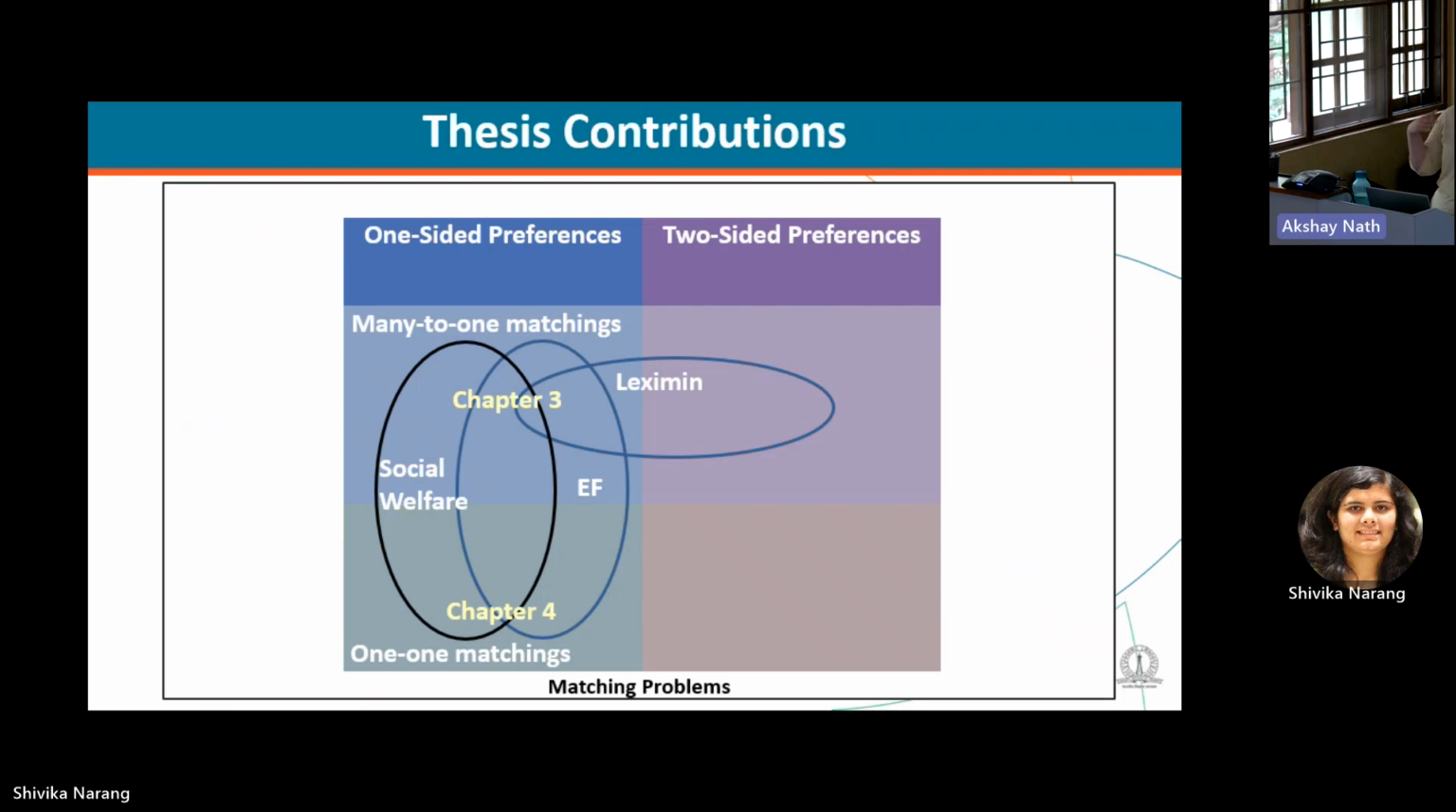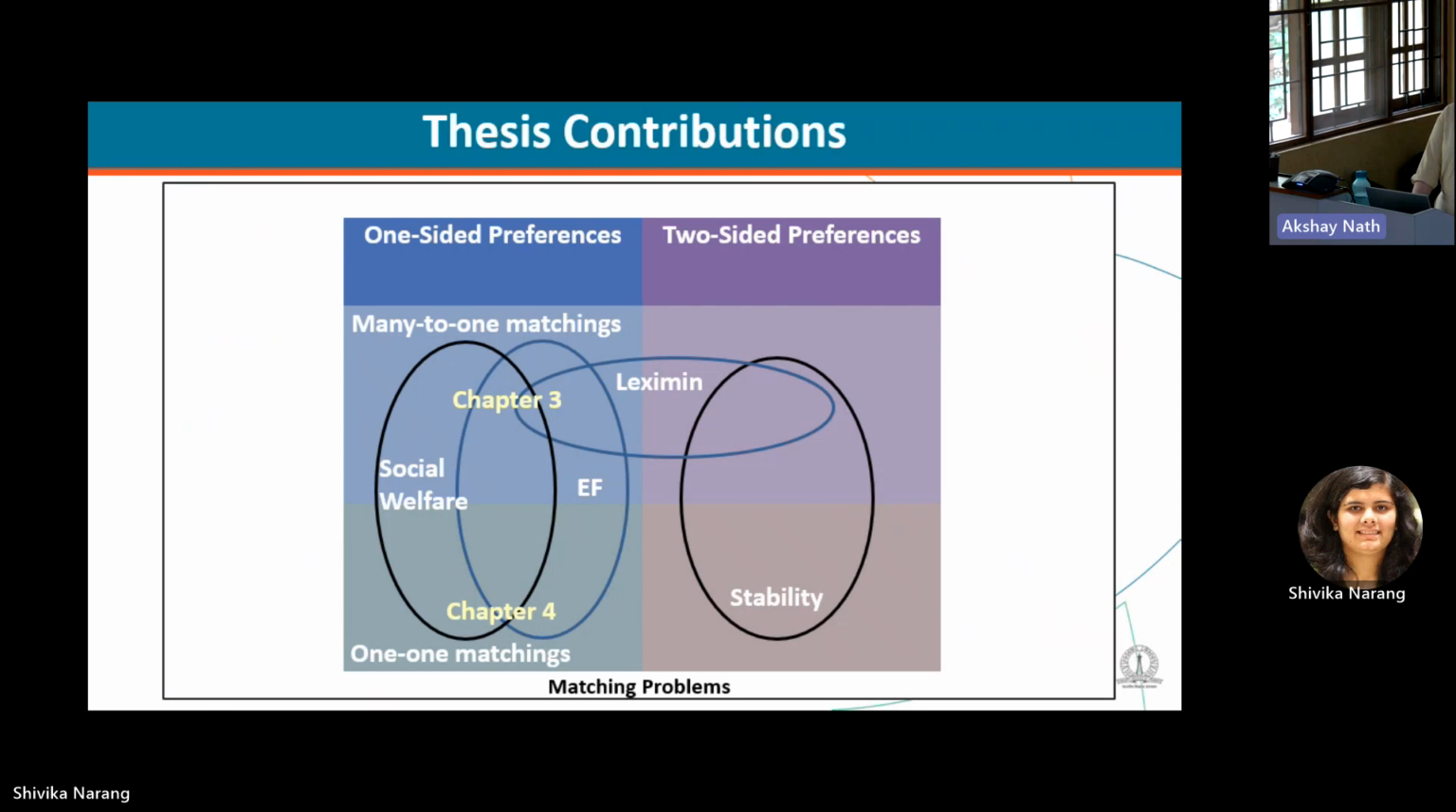Chapter 4 looks at one-one matchings and then again looks at social welfare and envy freeness. Over there, with two-sided preferences, stability is crucial. There's a lot of work on stable matchings. Stable matchings have been studied for over 60 years now. So stability is a very desirable and almost non-negotiable property in matching. So we keep that as an invariant.